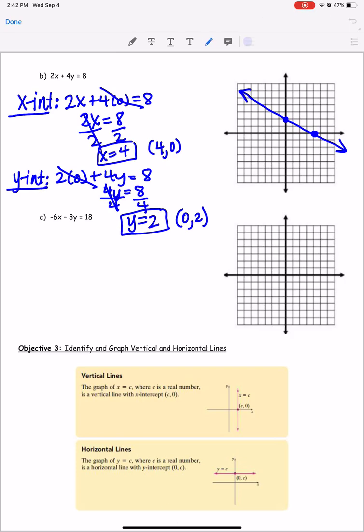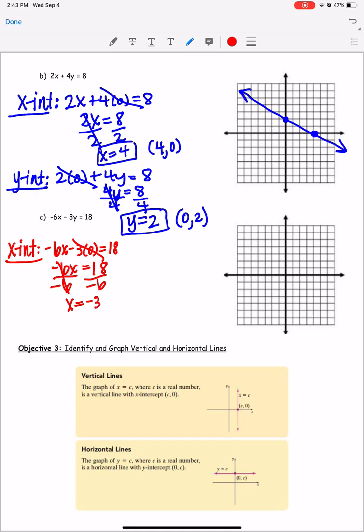And let's try one more time. Same thing. To find my x-intercept, we need to plug in 0 for y. You're plugging in 0 for the other thing you're wanting to solve for. So negative 6x minus 3 times 0 equals 18. 0 times anything is 0. That's why these are so easy. Negative 6x then equals 18. Divide by negative 6, and we get x equals negative 3.